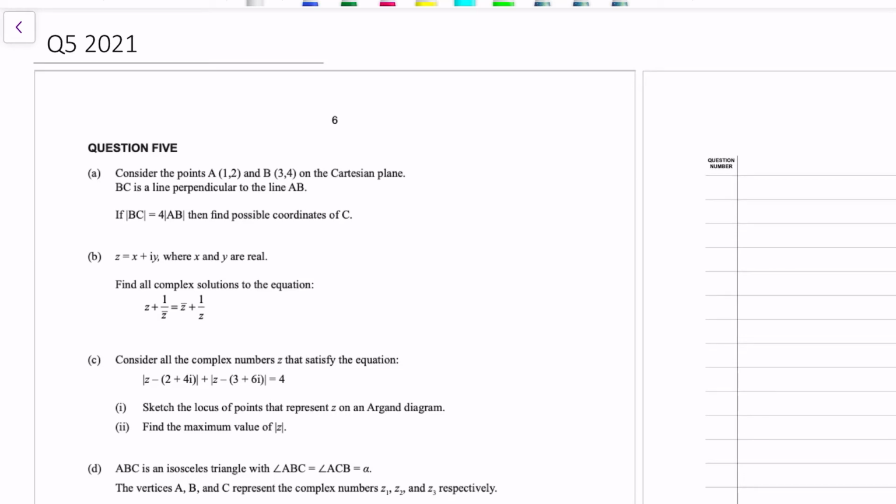Kia ora and welcome to this video on question 5 of the 2021 Scholarship Calculus exam. There are 4 parts, 3 of them are complex numbers related, and given it's question 5, the problems tend to be a little bit harder than earlier questions in the paper. However, there are a couple of nice ones in this one.